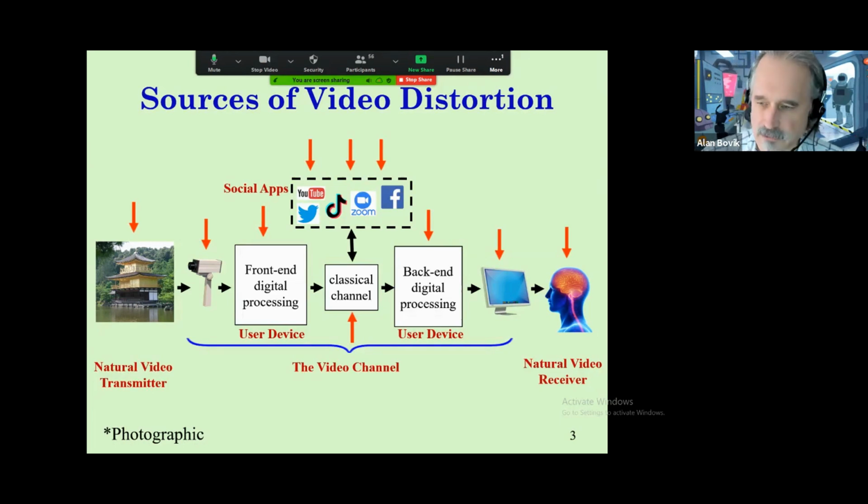Now, you'll notice at the end, as I point out the natural video receiver and the natural video transmitter, this is particular to video communication. It's unlike the antenna in a classical communication system that you might find at either end. We're going to model both of these, and that's how we're going to attempt to solve video quality problems.